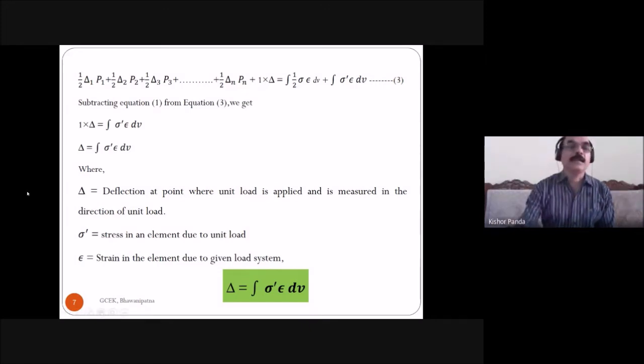Delta is the deflection at the point where the unit load is applied, measured in the direction of the unit load. Sigma dash is the stress in the element due to the unit load, and epsilon is the strain in the element due to the given load system. So using this relation, you can find the deflection at a point by the unit load method: delta is equal to integration of sigma dash epsilon dB.